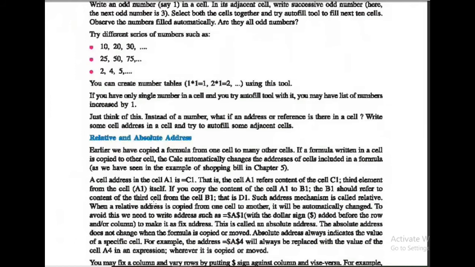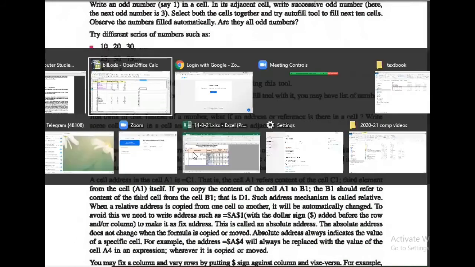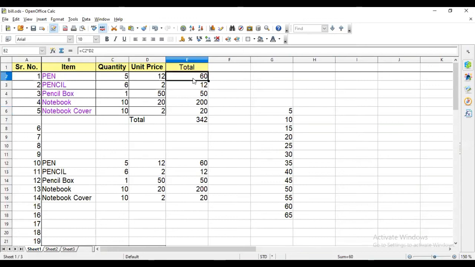Now relative address. Here we have already used cell addresses. For example, in this example, 60 came by multiplying two values which are there in the C2 and D2 cells. So this is called a relative cell address, because when we drag this, it automatically takes the next value. For example, let me delete this again, and let's see this. Now here C2 D2 is there, here nothing is there.